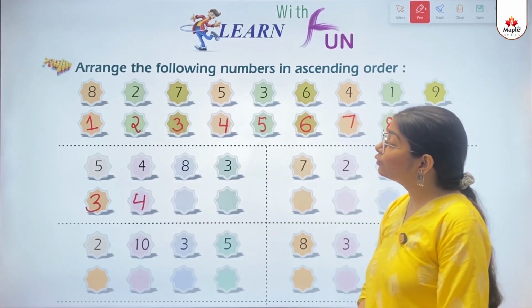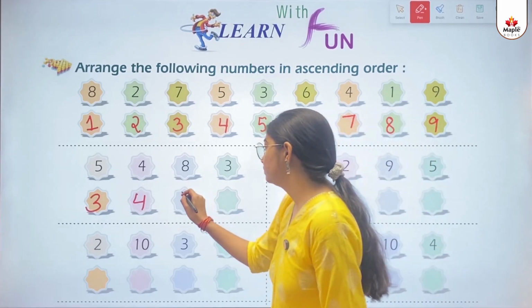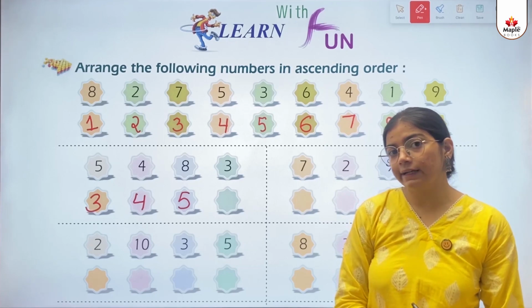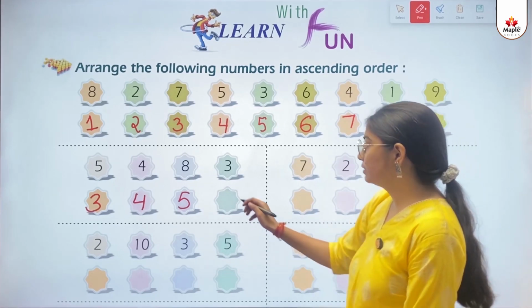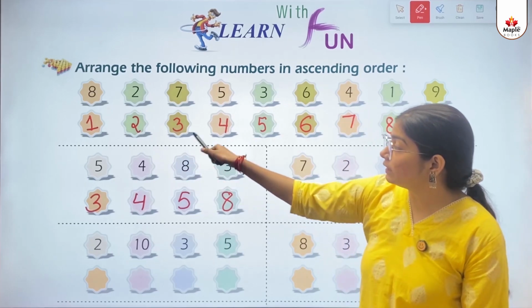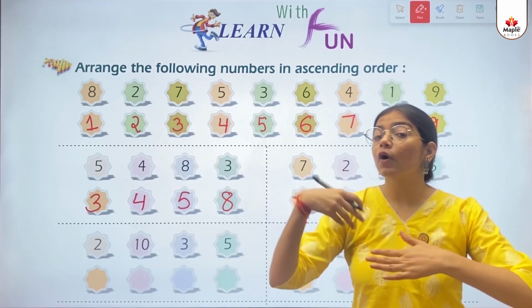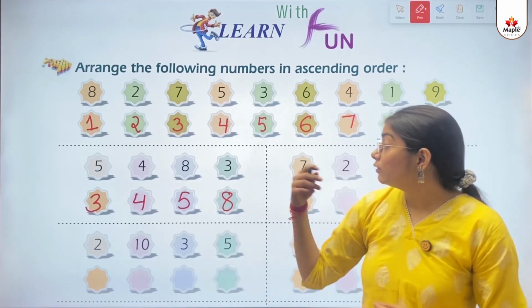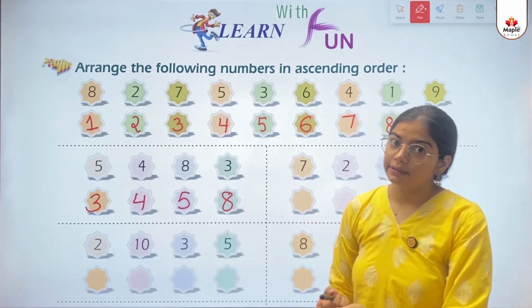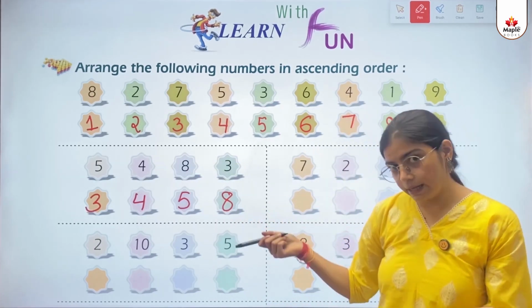Then after 4, which one is the greater one? 5. Then after 5, which one is the greater one? 8. As we are left with only 8, so 8 is written here. But if we ask what comes after 5, it is 6, 7 and then 8. But we have been given only 8, so we write here 8.